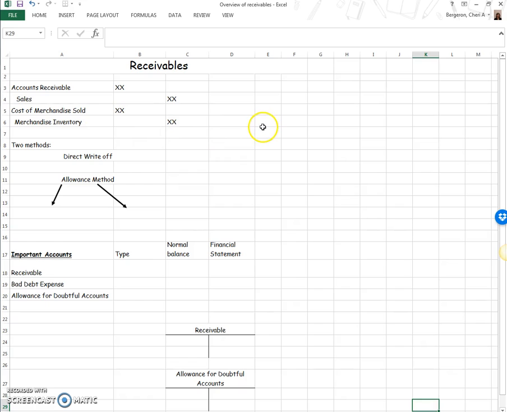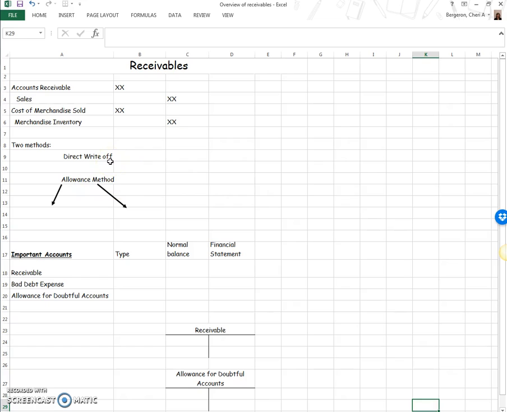This video is going to give you an overview so that you know what to expect when you read your chapter and you look at your PowerPoint. So here's the overview. It's just something to keep in mind about where we're going with all of this. There are going to be two methods to account for these bad debts, that is, people that aren't going to pay us our money. The first method is the direct write-off method, and the second method is the allowance method.